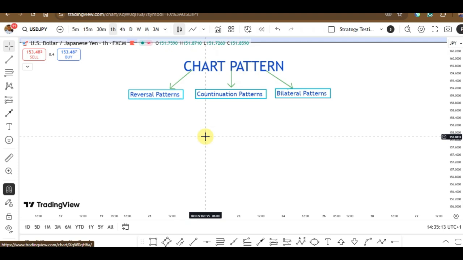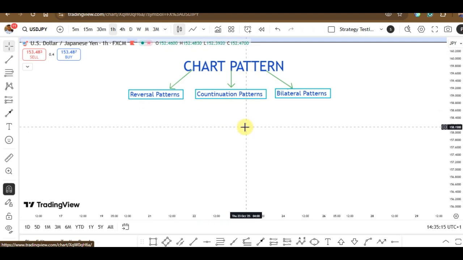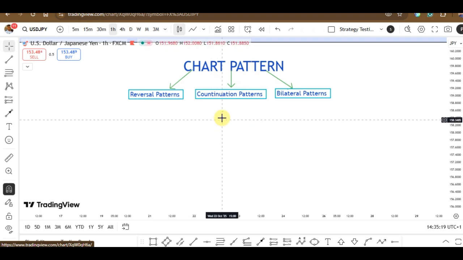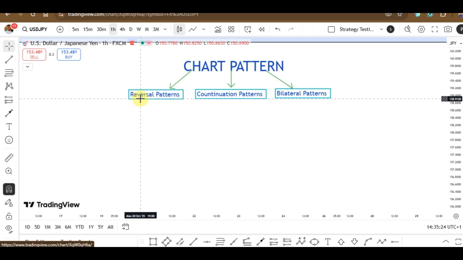So what we're discussing today is some chart patterns, how you can identify chart patterns, and how you can trade them profitably. All right. So there are three types of chart patterns that you can see in front of me. We have the reversal chart pattern, the continuation chart pattern, and the bilateral chart pattern. Now, reversal chart patterns are chart patterns that reverse the market entirely.